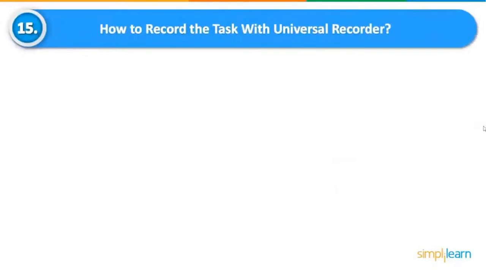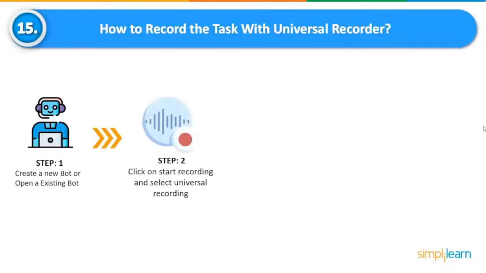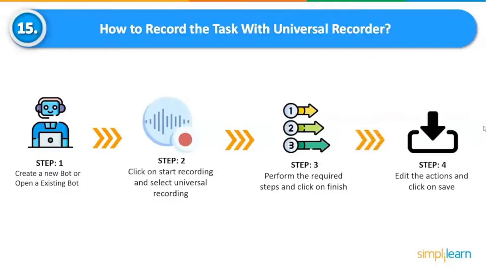How to record the task with Universal Recorder? Step 1. Create a new bot or open an existing bot. Step 2. Then click on the Start Recording and select Universal Recording. Step 3. Perform the required steps and click on Finish. Step 4. Edit the actions and click on Save.